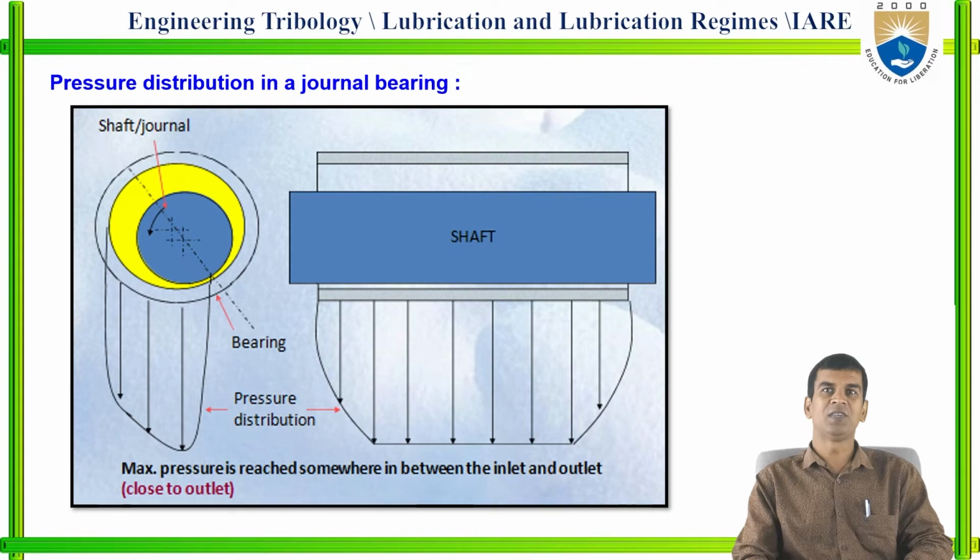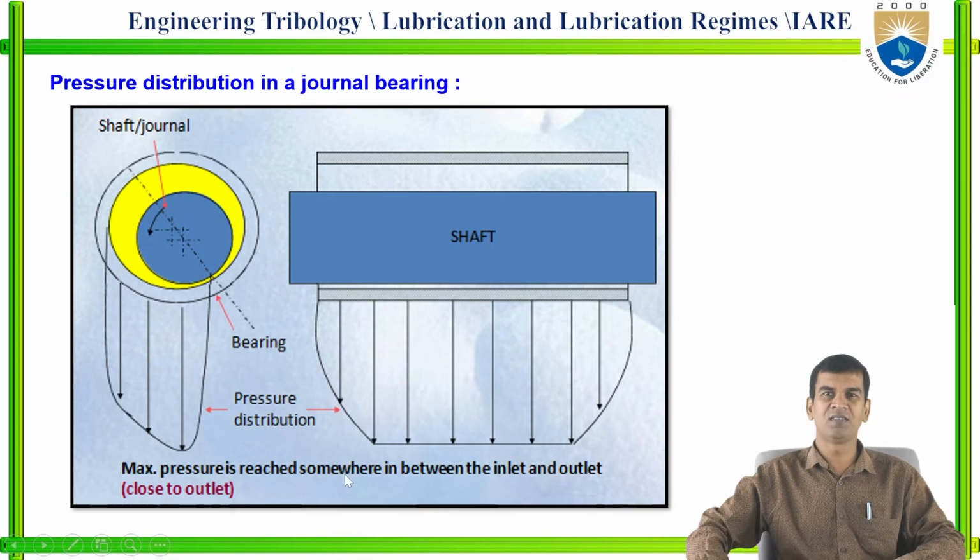You can see here the pressure distribution in the journal bearing, the same thing. Here this is the bearing part, and this is the shaft or journal, and this is the oil lubricating system. You can see the pressure profile is like this. Maximum pressure is reached somewhere between the inlet and the outlet, at this top surface.